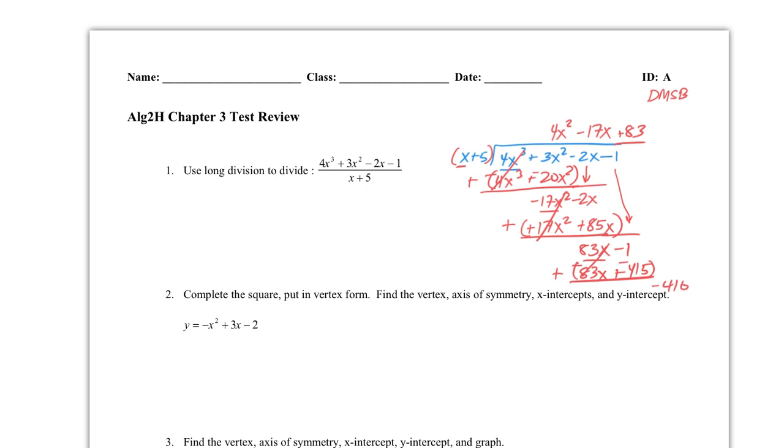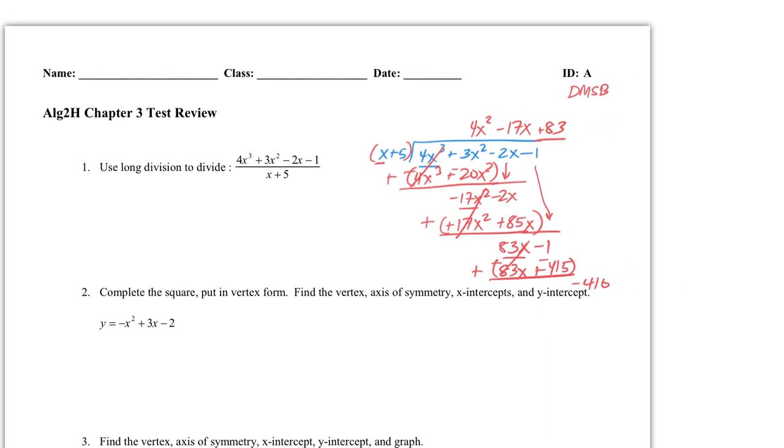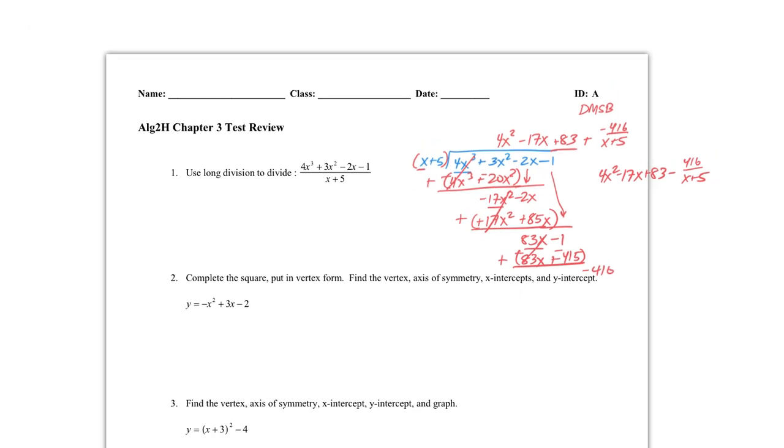which is your remainder. So your quotient is 4x squared minus 17x plus 83 plus negative 416 over the divisor x plus 5. The other way you could write this is 4x squared minus 17x plus 83 minus 416 over x plus 5. Either one would be valid.